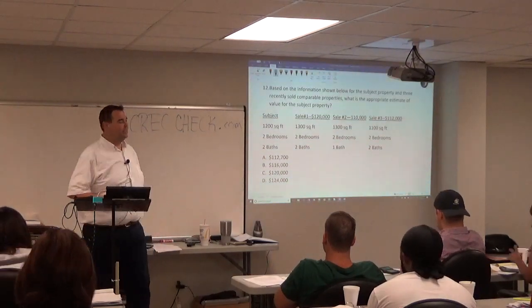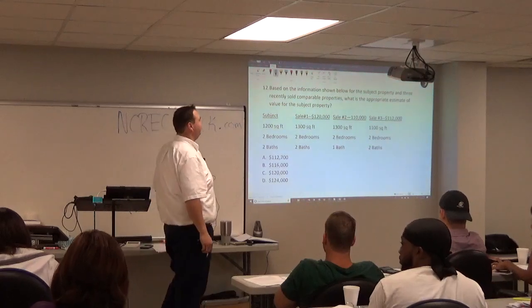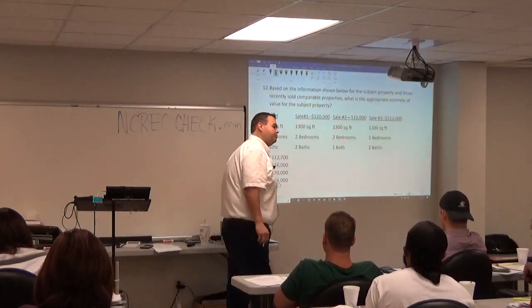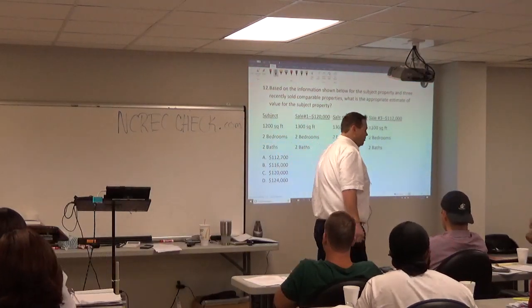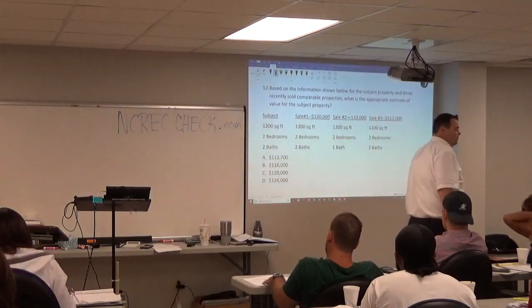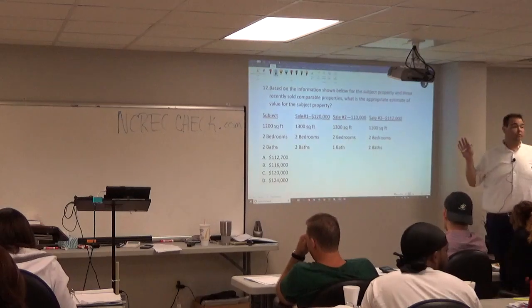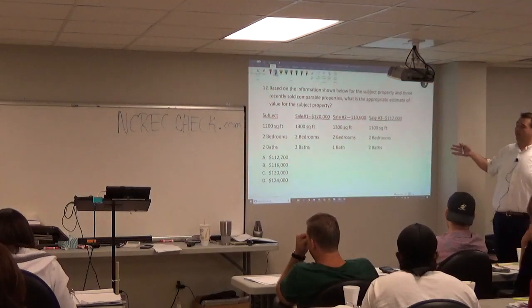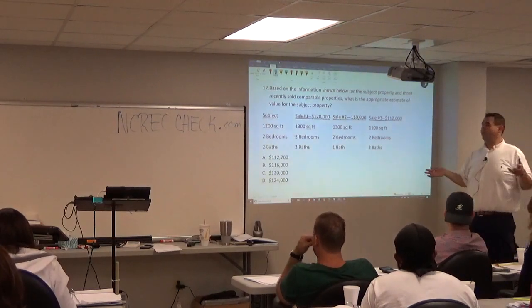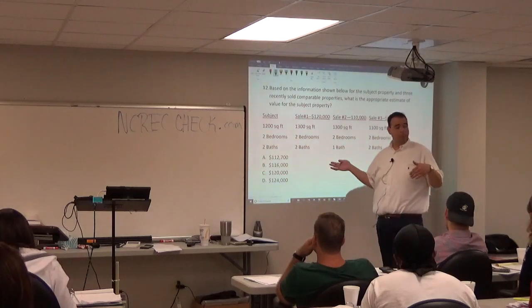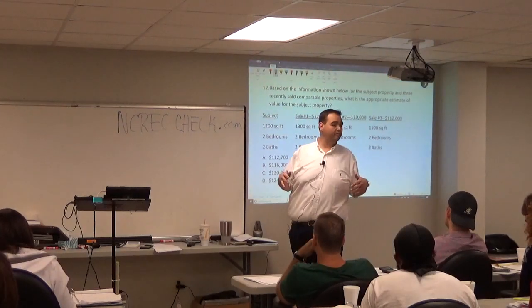Number 12 is not nearly as difficult as it would seem. So look at number 12. It says, based on the information below, what's the value of the subject property realistically? And they give you 3 comps. They give you a subject and they give you 3 comps. Now, generally speaking, we would immediately start comparing the comp back to the subject, correct?